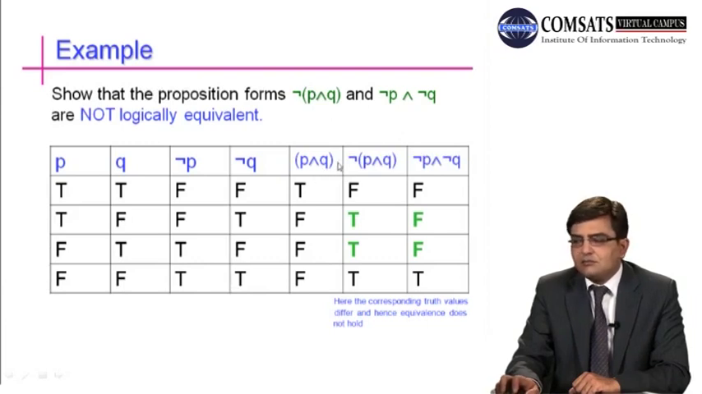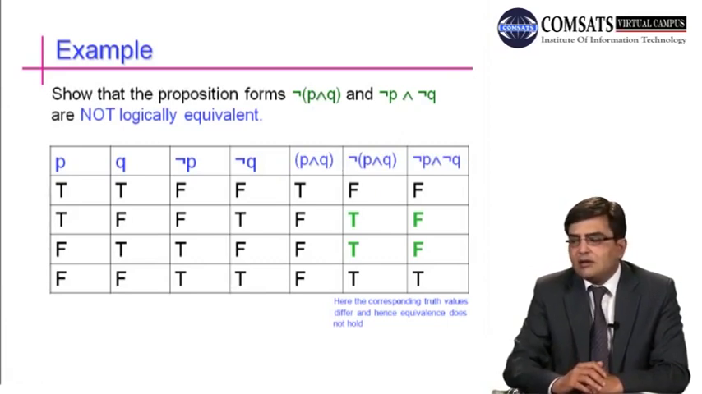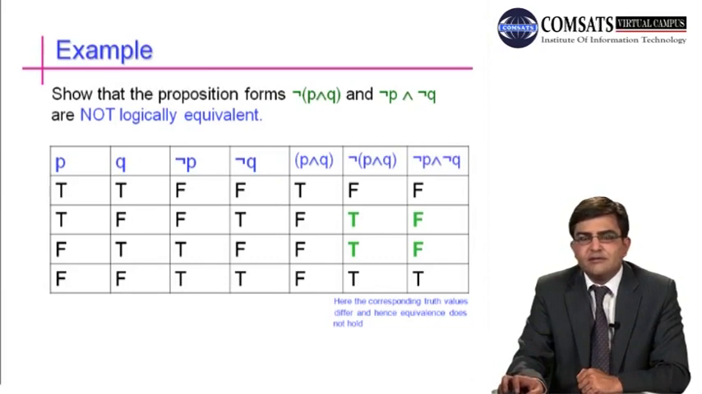As we know, P and Q is a compound proposition which has the truth value true if and only if both P and Q have the truth value true. So for P and Q, the truth value in the first row will be true, and in all other rows we will have false, as we have seen in the previous lecture. Now the negation of P and Q.